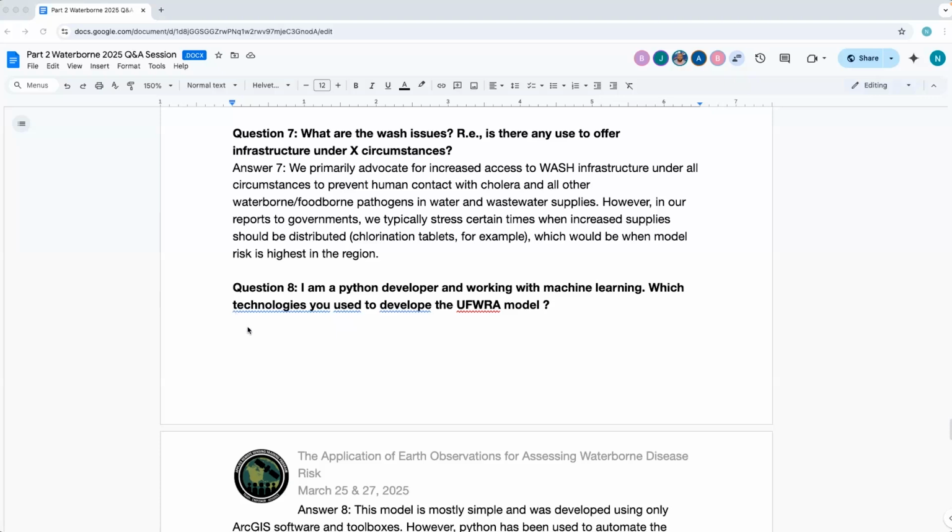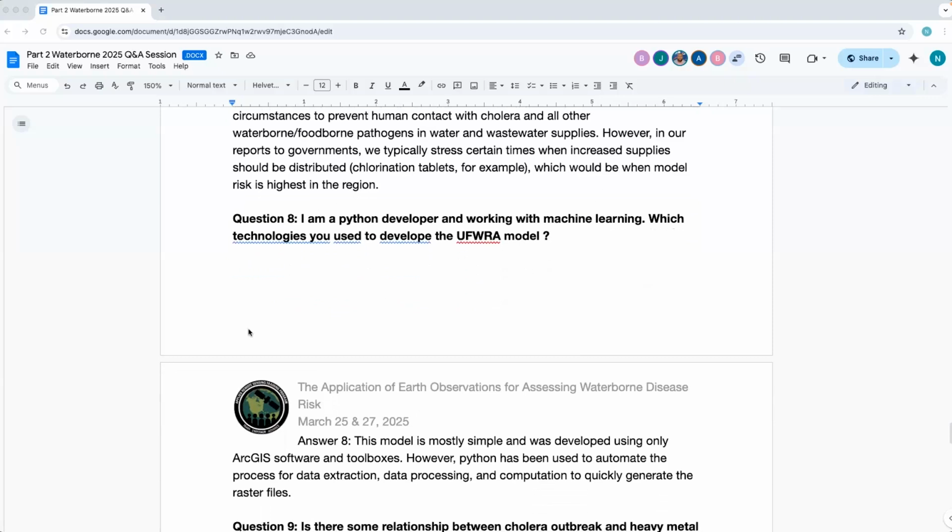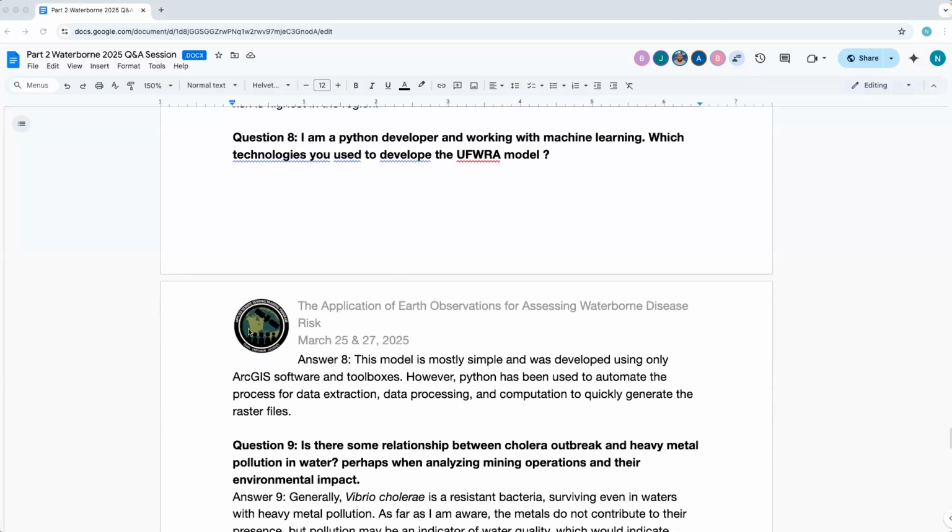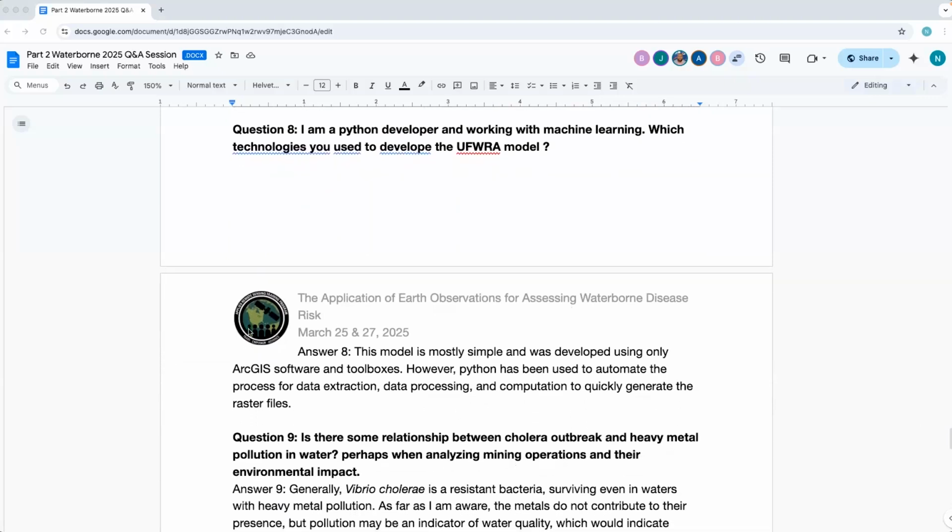Next question is, I'm a Python developer working with machine learning. Which technologies do you use to develop the UFWRA model? This is a good question. So as I started talking about a little bit earlier, our model is actually quite a simple model. There's not a lot of heavy computational work in it, and it was developed almost exclusively using ArcGIS software and ArcGIS toolboxes to compute the raster files for the model output.